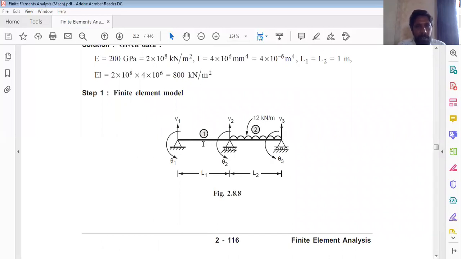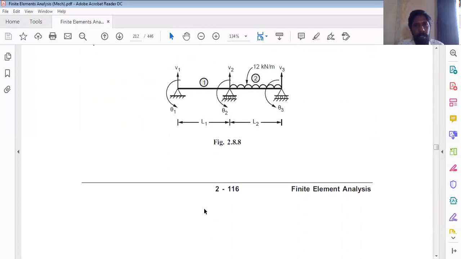There are two elements. Element 1 is connected between node 1 and 2. Element 2 is connected between node 2 and 3. The degrees of freedom associated with node 1 are V1, theta 1. Degrees of freedom associated with node 2 are V2, theta 2. Degrees of freedom associated with node 3 are V3 and theta 3. I have written here the lengths of the first and second elements as L1 and L2, and L1 and L2 are equal to 1 meter.